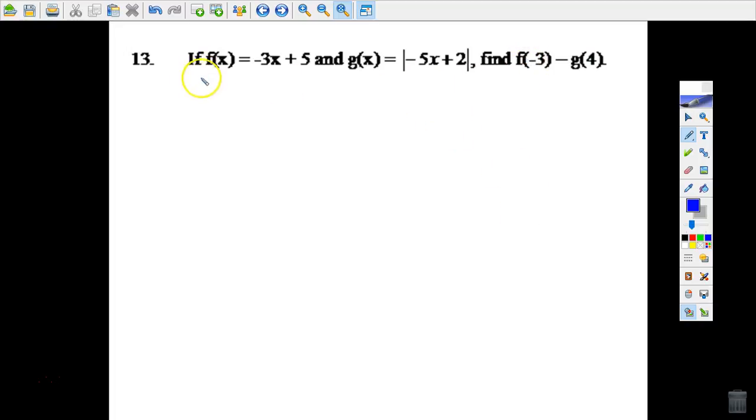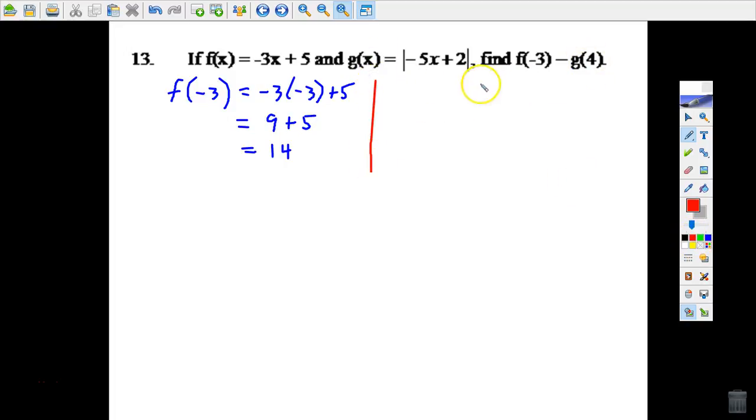So let's start off with what f of negative 3 is. Well, that's just going to the f function and replacing x with negative 3. Okay. So when you multiply these together, negative 3 times negative 3, that's 9. Alright, so f of negative 3 is 14. Okay, well over here let's do g of 4.